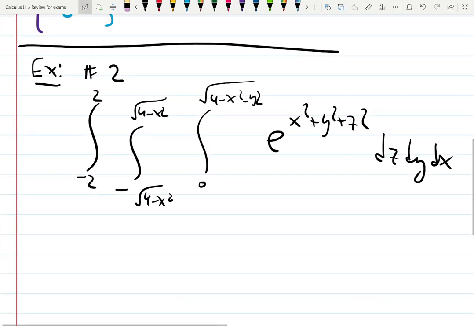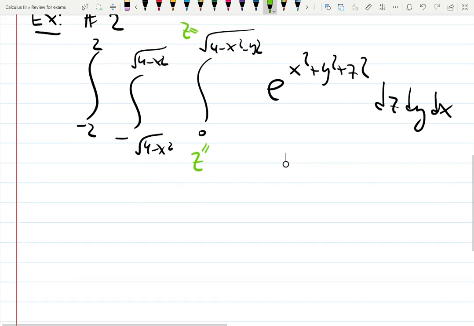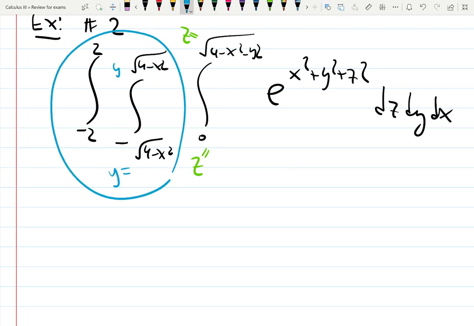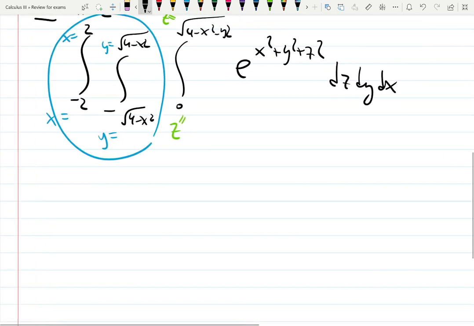You first take your pencil and write down which variable means what. Z is from the 3D object 0 to this 3D object, the square root stuff. Then we're going to 2D right now. Y is from here to here, and then x is from minus 2 to 2. Those are numbers. You sketch the graph, and this ends up being exactly the first quadrant.